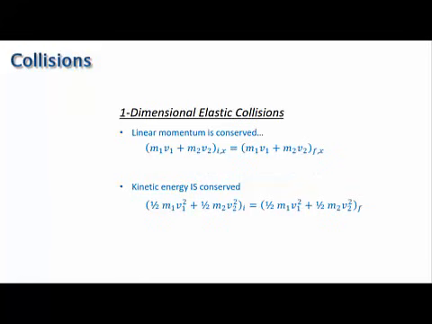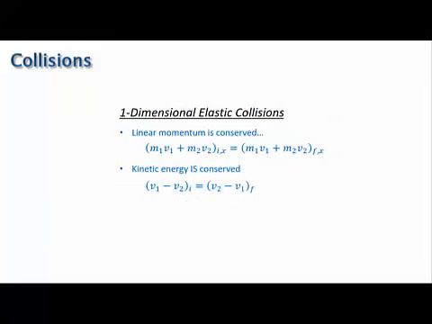In addition to that, the conservation of kinetic energy equation can be greatly modified by algebraically combining it with the conservation of momentum equation. The result is that we still have the conservation of linear momentum equation as written, but the conservation of kinetic energy equation becomes V1 minus V2 initial equals V2 minus V1 final. So for a one-dimensional or head-on elastic collision, only these two equations are required. And so the math is much easier. The algebraic derivation of this modified equation can be found in textbooks, and I won't go through it here.